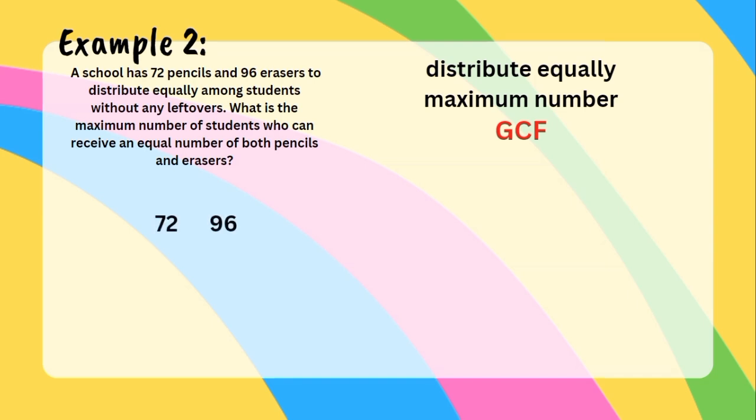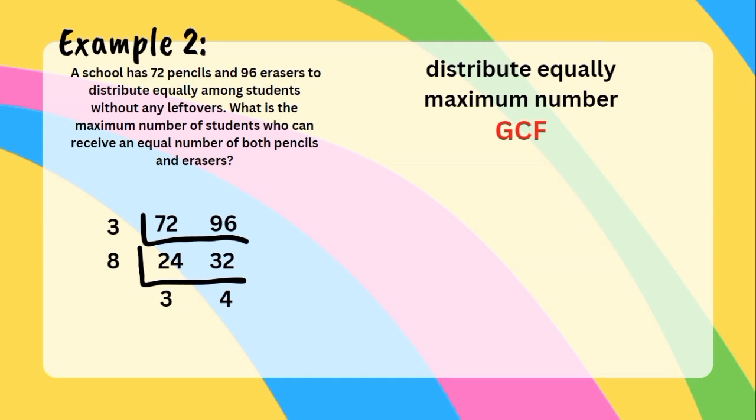So, again, I will now look for the GCF of 72 and 96 and I will use the long division. So, 72 and 96 are both divisible by 3. 72 divided by 3 is 24 and 96 divided by 3 is 32. 24 and 32 still have a common factor and that is 8. And 24 divided by 8 is 3 and 32 divided by 8 is 4. And 3 and 4 have no other factor than 1.